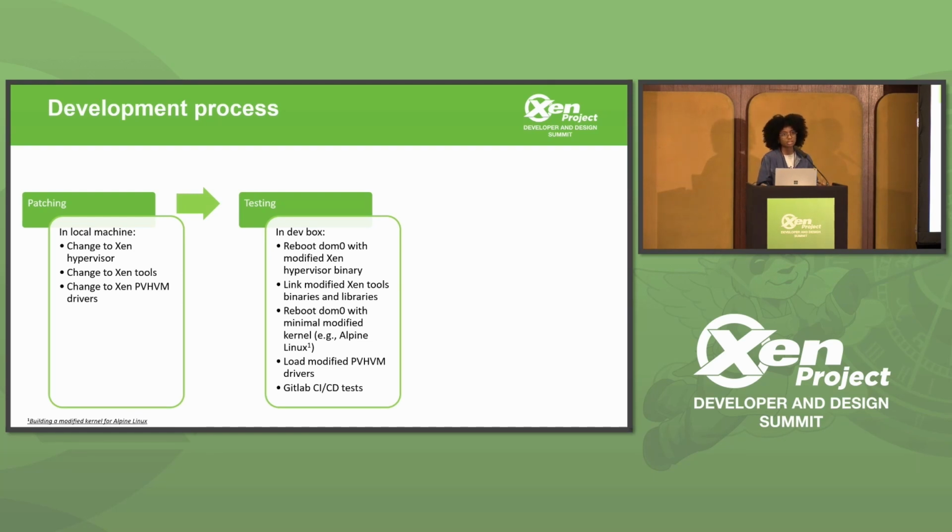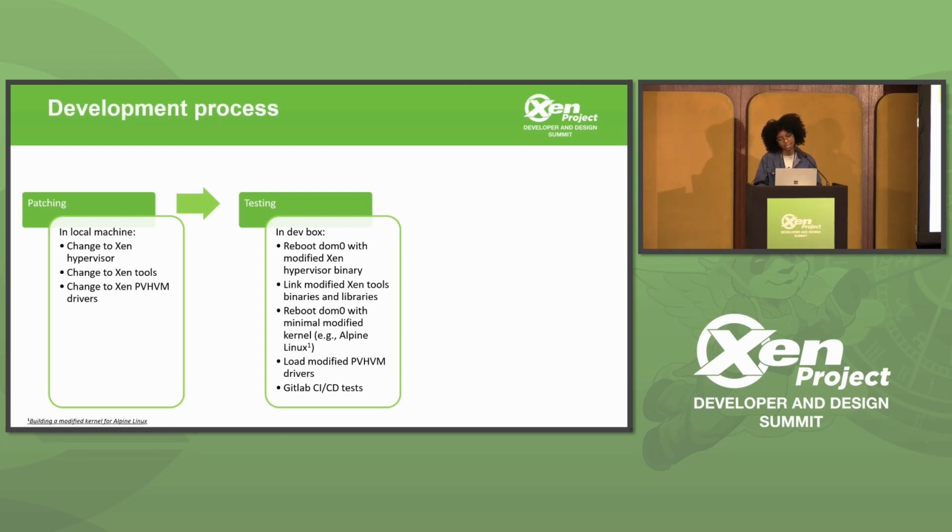For changes to Xen tools, similarly, I'd make the changes, build the libraries and binaries, send them to my dev box, and link them appropriately. Sometimes this got a bit confusing because you might have mismatched linking, so I tried to do that in my user directory, so I didn't mess up anything in the dev box.